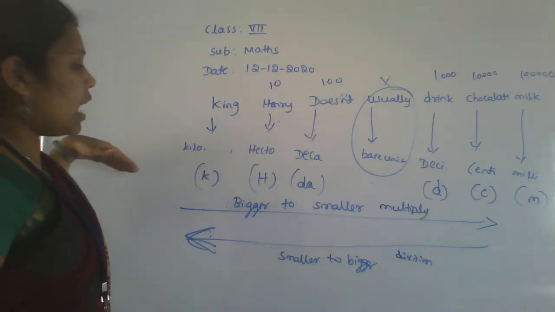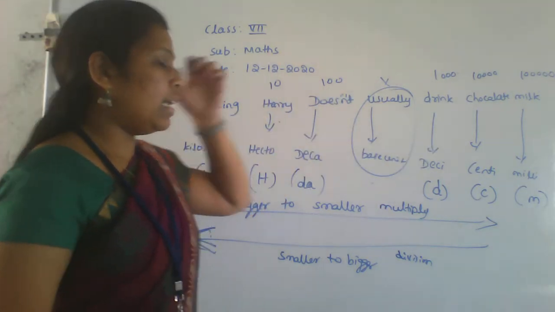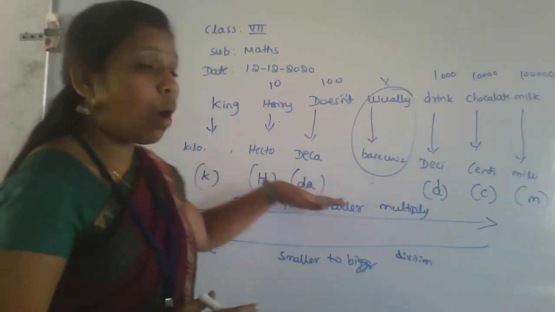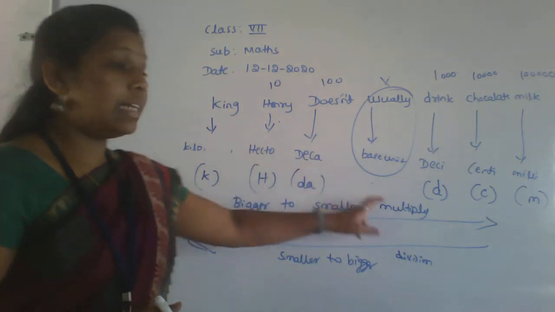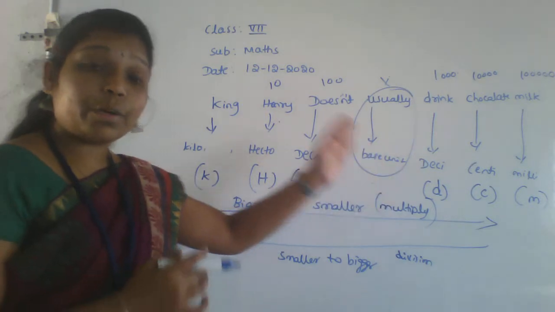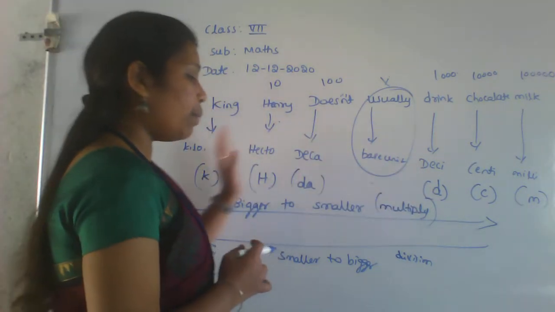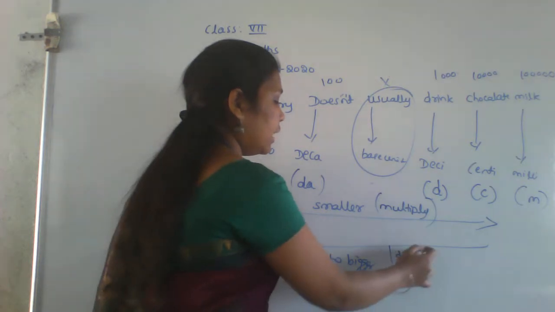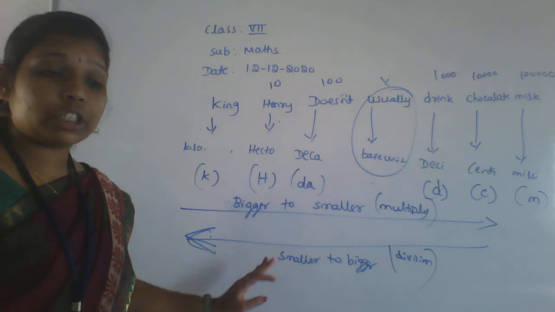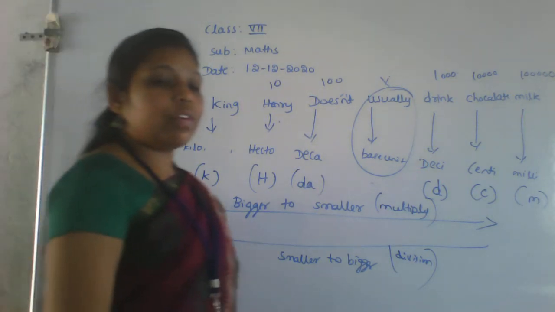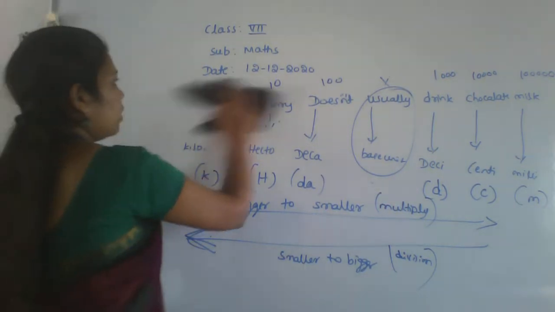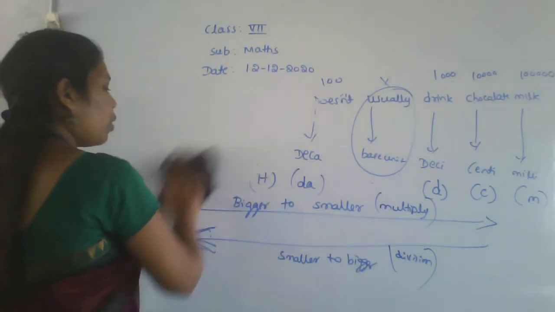If you are converting kilogram to milligram, here you are converting bigger to smaller. If you are converting bigger to smaller unit, then multiply. If you are converting from smaller to bigger, then do the division always. It is a hint to do all the conversion problems here. So we'll start with exercise number 2.7 now.